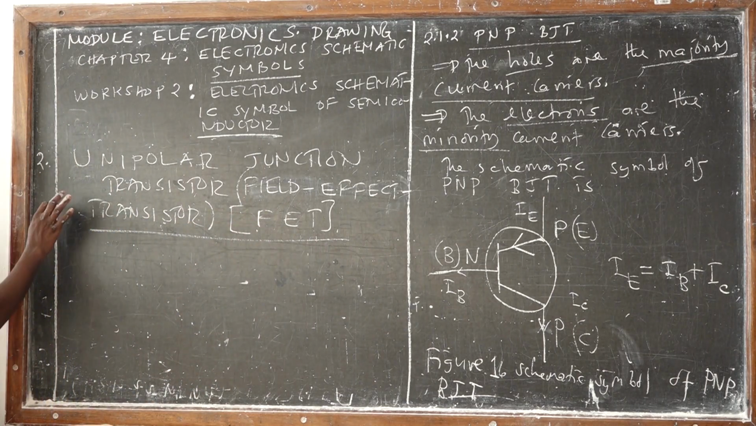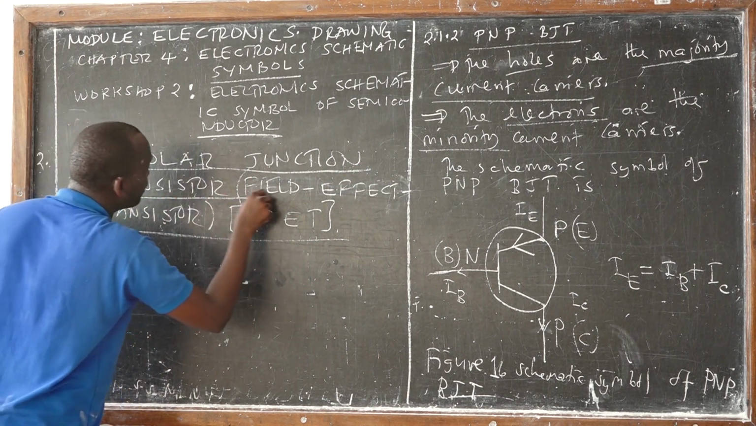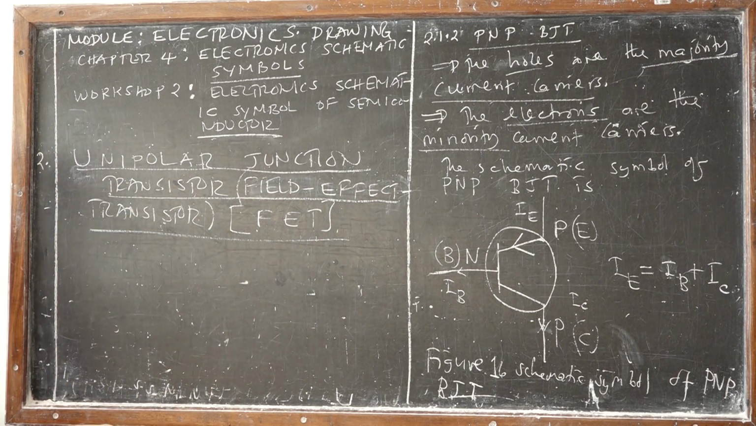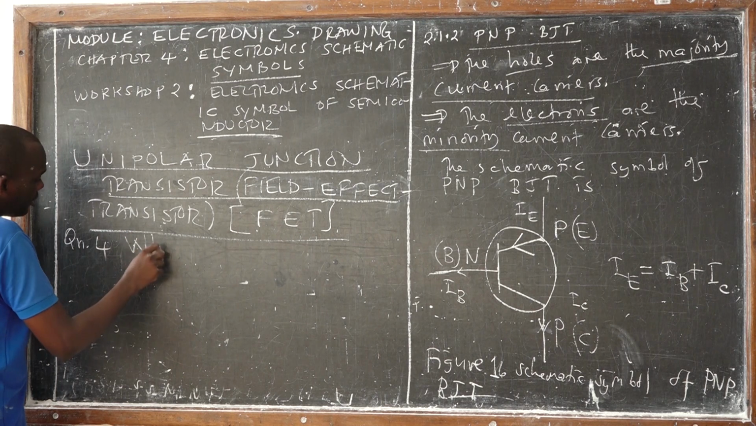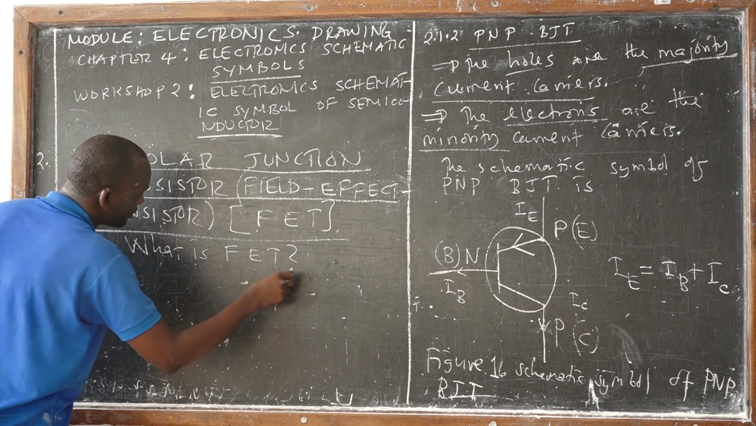I know that in ordinary level physics, we don't teach you about the field effect transistor, and we don't introduce you to this concept. So I have prepared some key points that can give you an idea of the field effect transistor. Then we'll go to the schematic symbol. So fundamental question number 4: what is a field effect transistor?